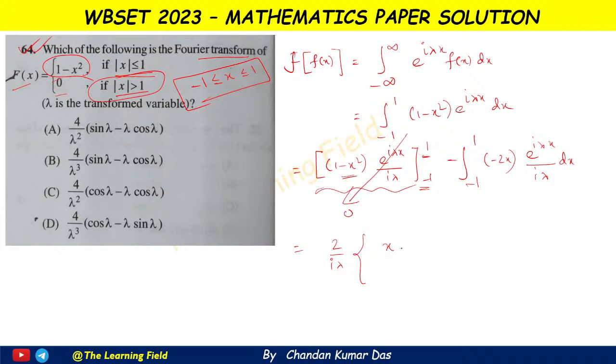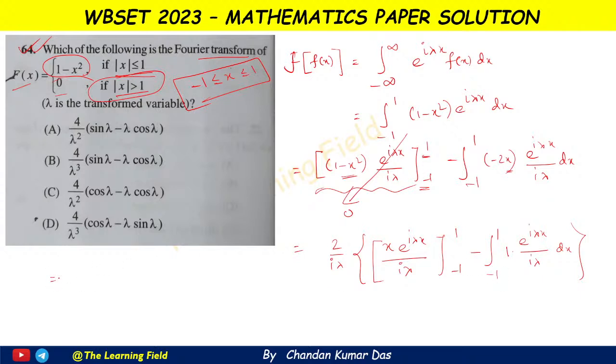Then we get x into e to the power iota lambda x by again iota into lambda, and this integral is from minus 1 to 1, minus the integration from 0 to 1 of the derivative of x, which is 1, into the integration e to the power iota lambda x by iota lambda again into dx. Okay, so this is the case. Yeah, sorry, this is minus 1.